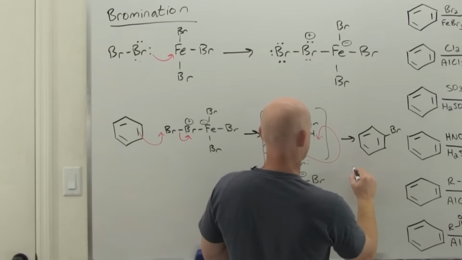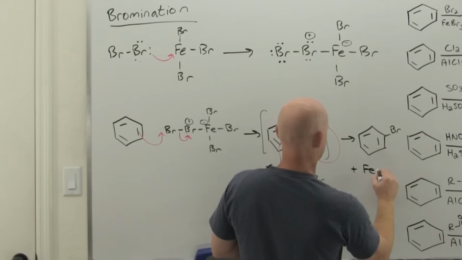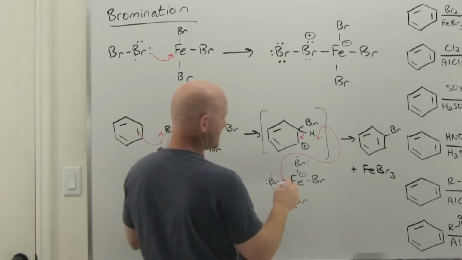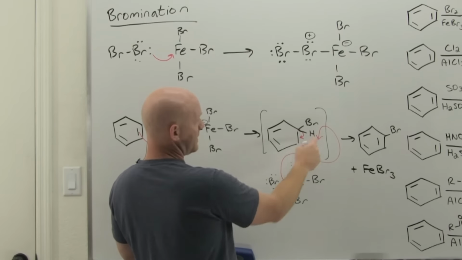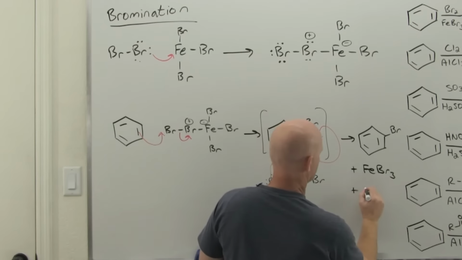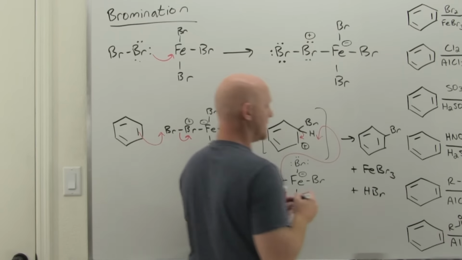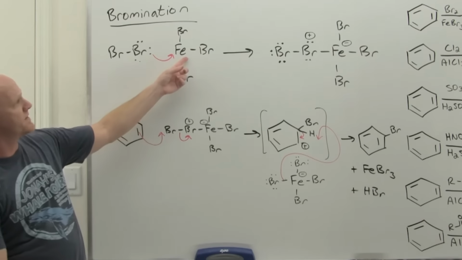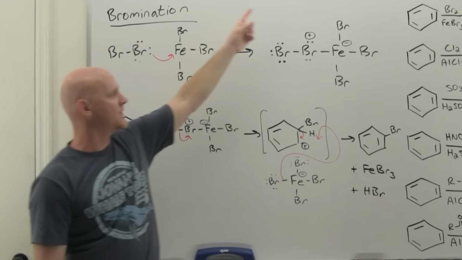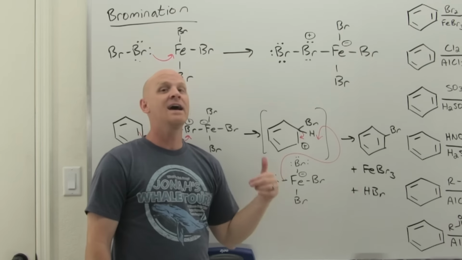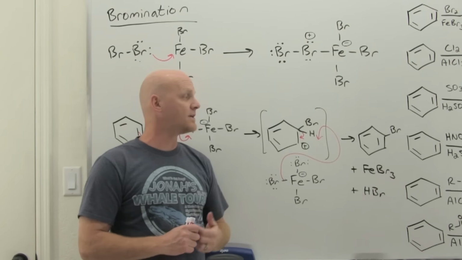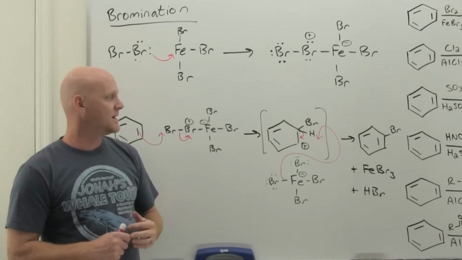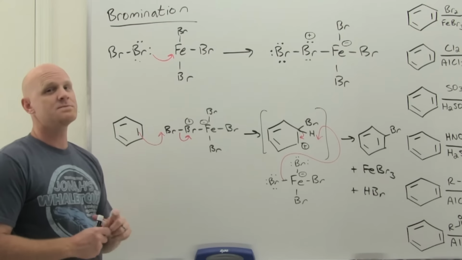And so now you're also going to form some FeBr3. This goes back to being FeBr3, but we're also going to form some HBr here as well. And so notice your FeBr3 gets regenerated. We used one of them way back at the very beginning to make our electrophile, but it gets regenerated before we're done, as should be true of any true catalyst. A catalyst is not consumed in the reaction. And this is the mechanism for bromination.